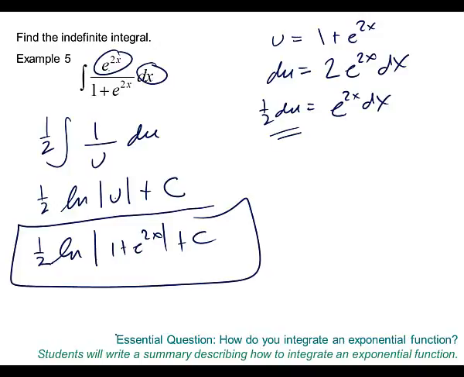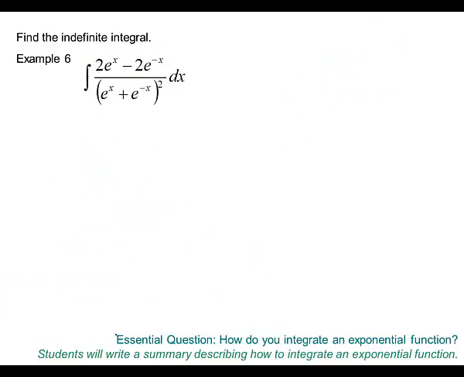Okay. All right. You want to test? Let's try another one. This next one has a little bit of a trick to it. Okay. Before I take my u, I'm going to do something. What do you think I could do with that numerator first? Let's take out a 2. Okay. So we have e to the x minus e to the negative x over e to the x plus e to the negative x squared dx.